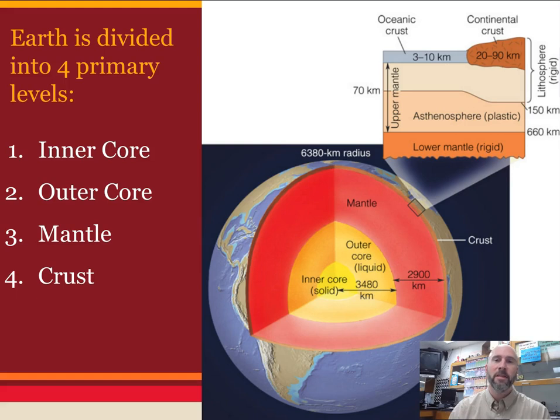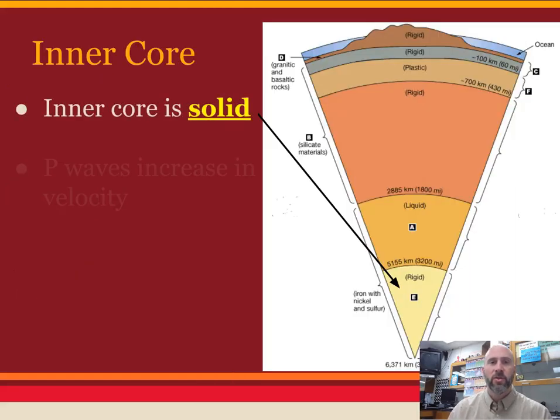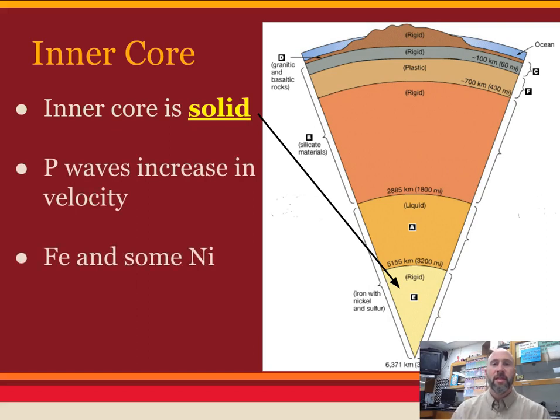And we know the Earth has these 4 layers: inner core, outer core, mantle, and a crust. So let's go through some details on each of these. The inner core is solid. We know that because those P waves increase in speed down there because it's a solid and it's very dense. And we believe it's primarily iron and nickel. You don't need to know what the composition is. I'm just telling you so you have an idea.